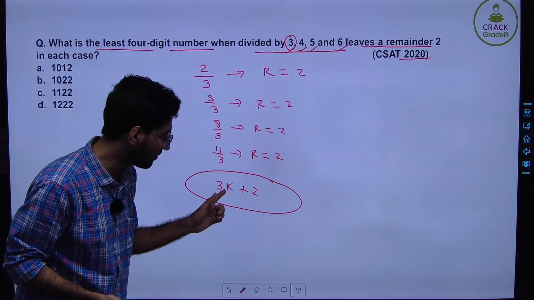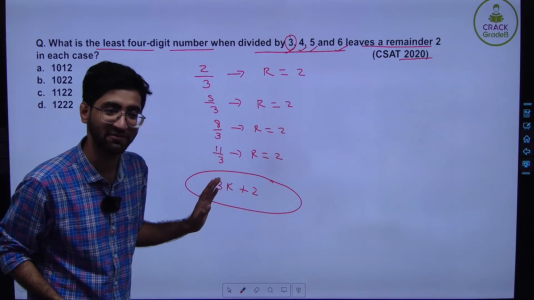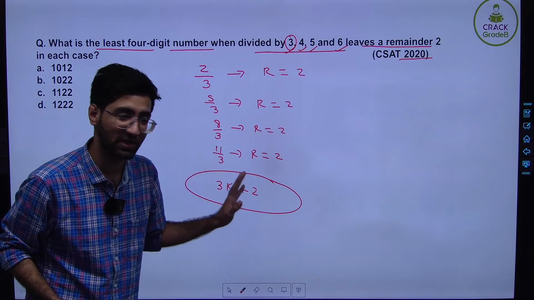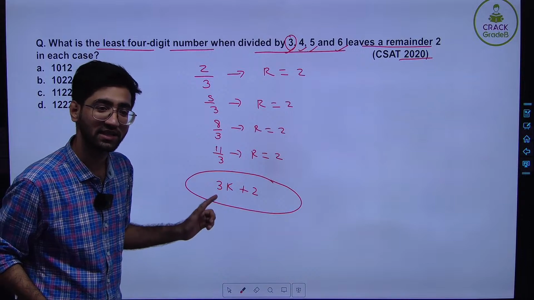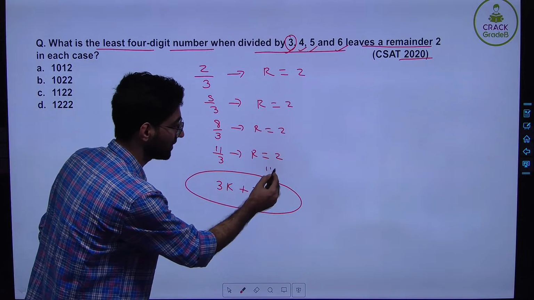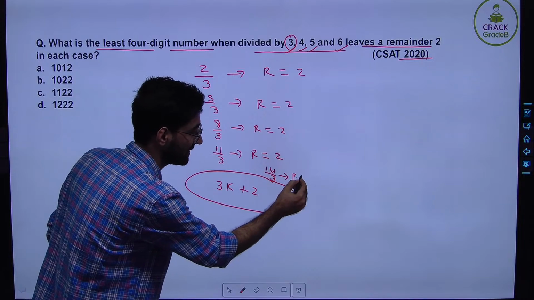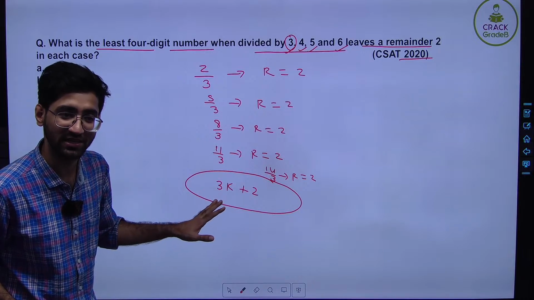If you put the value of k equal to 1, you will get 5. 3 into 1 plus 2 is 5. 3 into 2 plus 2 is 8. 3 into 3 plus 2 is 11. 3 into 4 plus 2 will be equal to 14. Even if you divide 14 by 3, you will get remainder 2. Are you able to think this thing?